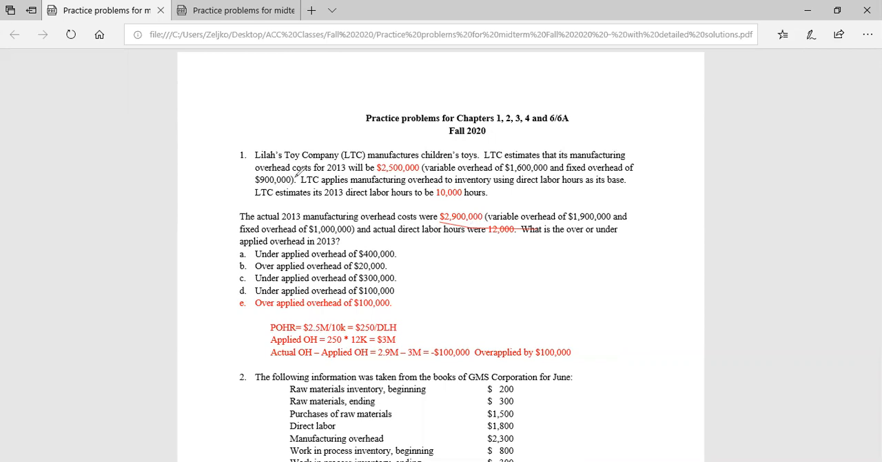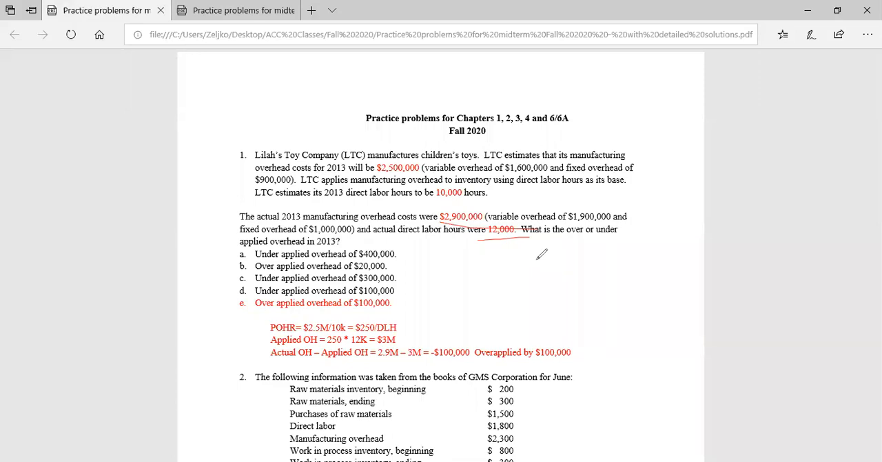Estimated manufacturing overhead 25. Remember, estimated is not applied, so that's not what I'm looking for. Variable overhead of 16, fixed overhead 900. Applies manufacturing overhead based on direct labor hours as base, and estimated 10,000 hours. And what else do we have here? We have actual labor hours of 20,000. Okay, so now you know what you need to do.